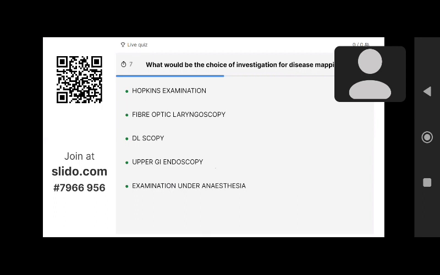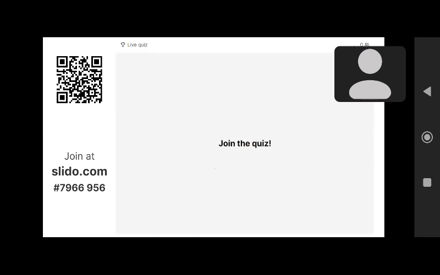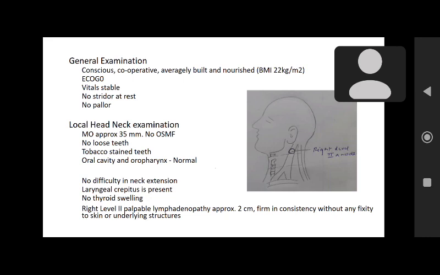Before that, can I just intervene? This was your inspectory findings, right? Yes, ma'am. So you mentioned that you do not see any thyroid swelling. More than a thyroid swelling, I would also be interested to know if there is any obvious extralaryngeal extension through the thyroid cartilage. Why only a thyroid swelling? Yes, ma'am, I missed that.